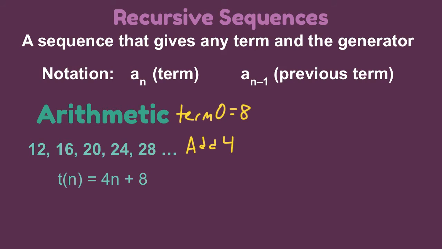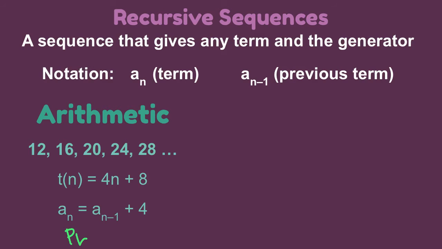Next, we're going to look at how to write the recursive equation for this, and all we're going to need is our generator or our common difference. The only thing we're going to need to figure out for our equation is that we're adding 4. Let me show you what that looks like. The recursive equation for this is a sub n is equal to a sub n minus 1 plus 4. What this is saying is that if we take the previous term and we add 4 to it, we're going to get our next term.